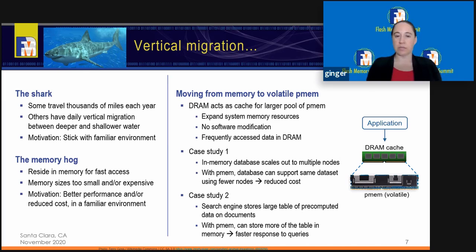Another case study is a search engine application that stores large tables of pre-computed data on the documents in their library. These are tables that you don't want to calculate on the fly, so you need to store them. If you use persistent memory in this type of an application, you've got a larger pool of memory to store from. And since you can actually get that table in memory instead of maybe on disk, you're going to get a faster response to any queries. So these are two examples of where you might benefit from having a larger pool of volatile memory.